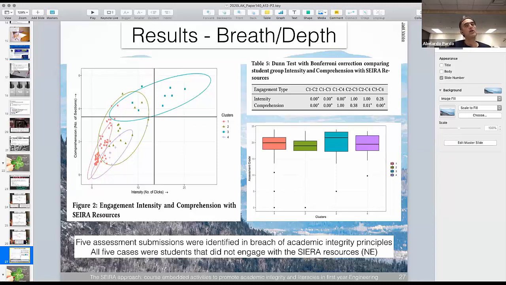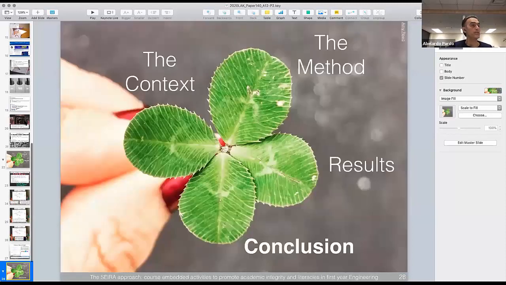Now again, this is not a causal relationship. It's not necessarily meaning that those students that don't engage are more likely to breach, but it gave us a sense of encouragement to pursue this type of resources a bit more comprehensively, because these were students that were not exposed at all to these type of resources.